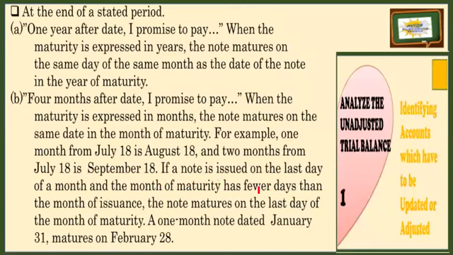If a note is issued on the last day of the month, and the month of maturity has fewer days than the month of issuance, the note matures on the last day of the month of maturity. A 1 month note dated January 31 matures on February 28 because it is expressed in months.